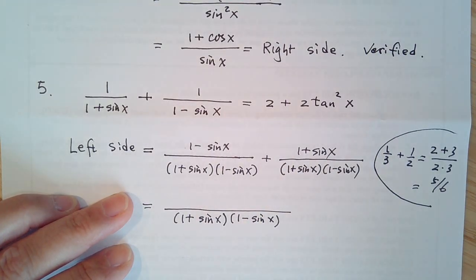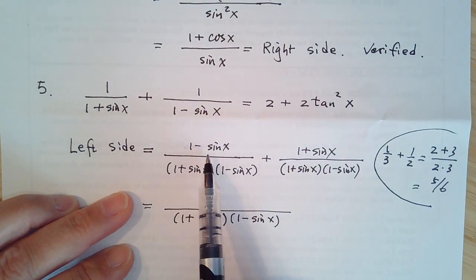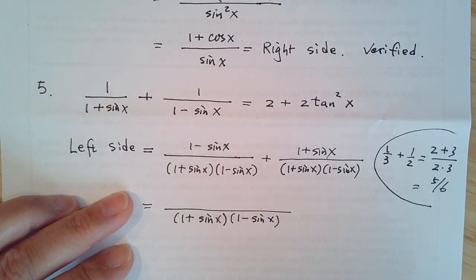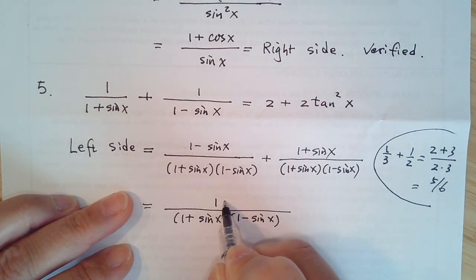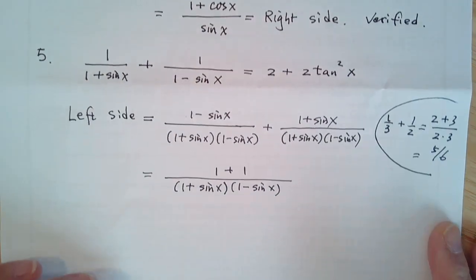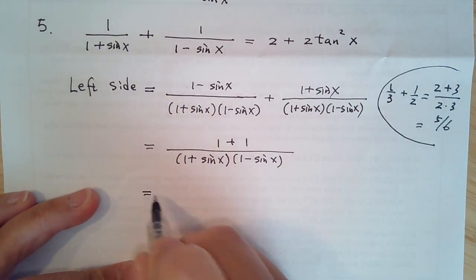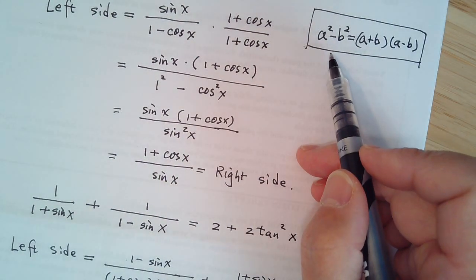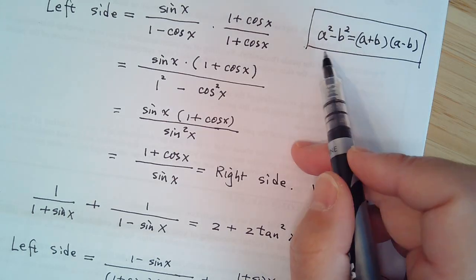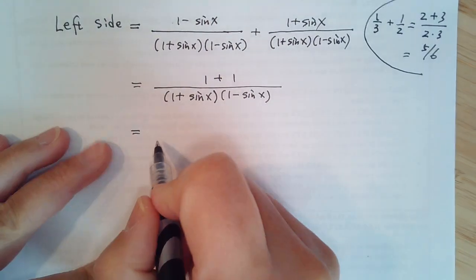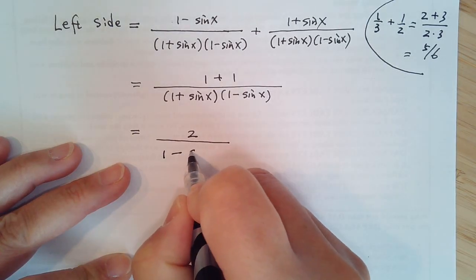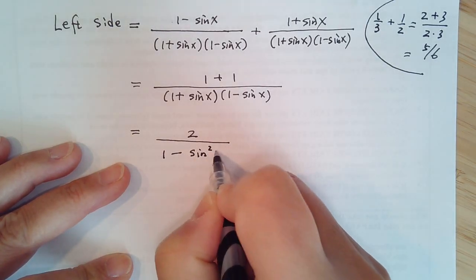Did you notice something here? The numerator is 1 minus sine x plus 1 plus sine x. Sine x cancels out, so in the numerator I only have 1 plus 1. And then what is 1 plus sine x times 1 minus sine x? Do you remember this? (a plus b)(a minus b) is a squared minus b squared. So the numerator is 2.